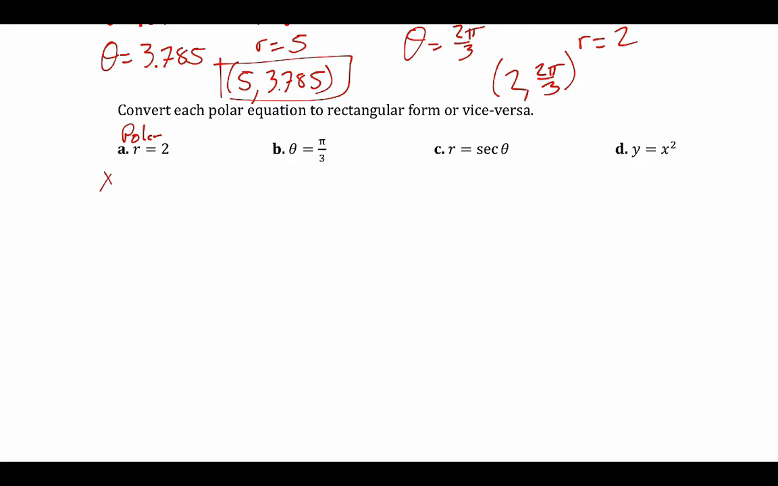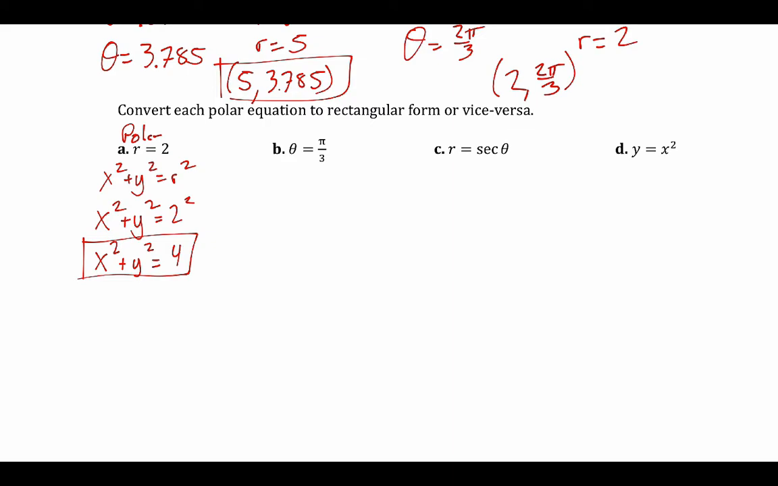Thinking about the relationship between rectangular and polar, we know one equation is x squared plus y squared equals r squared. If we start plugging in what we know, we know r is 2, so x squared plus y squared equals 2 squared, which gives us x squared plus y squared equals 4. Taking a step back, r equals 2 really is describing a circle with a radius of 2. So it's not any specific point, it's an entire circle of points.